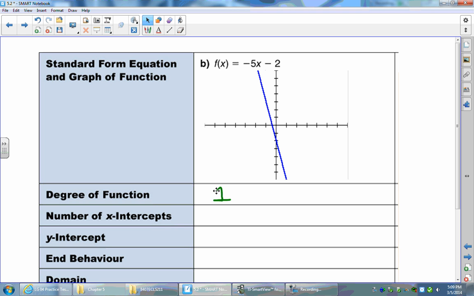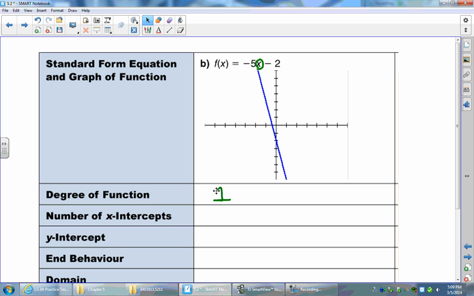But if we didn't have our graph, and we were just looking at our equation, we're looking for the variable with the highest degree. Now, there's only one variable here, and it doesn't have an exponent. And if it doesn't have an exponent, that means that its exponent is a 1. So the degree of the function is equal to the highest exponent, which in this case is 1.